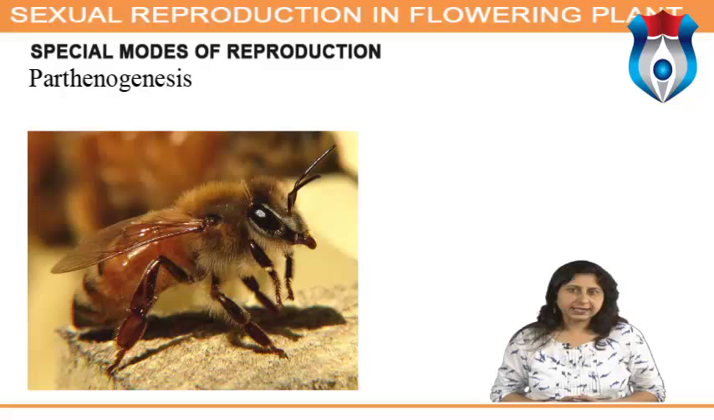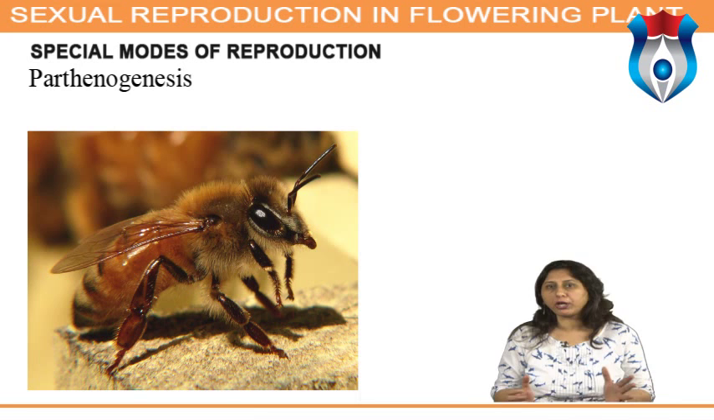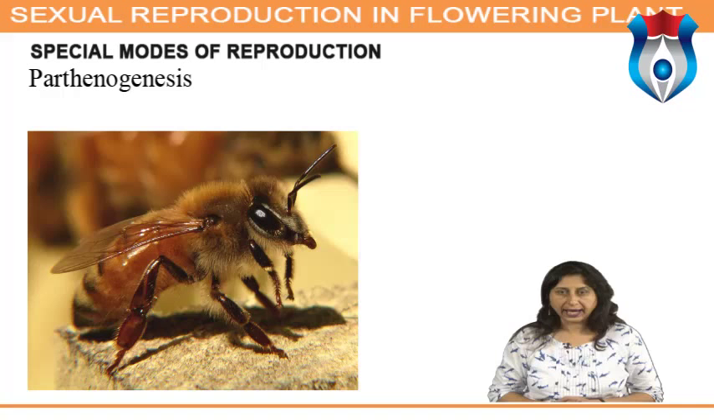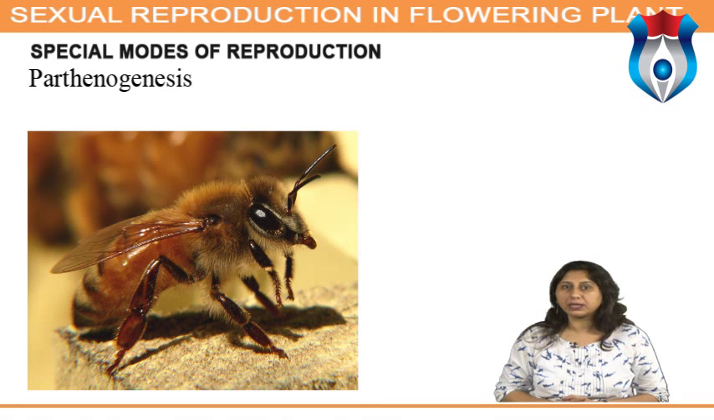Parthenogenesis is the development of an unfertilized ovum into a fully developed haploid organism. It is a special type of monoparental reproduction found in a number of invertebrates like aphids, rotifers, and honeybees, and a few vertebrates like the domestic turkey among birds, and among the lizards, species of Lacerta.